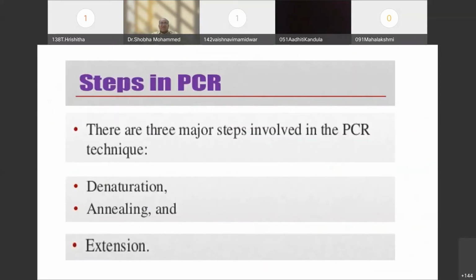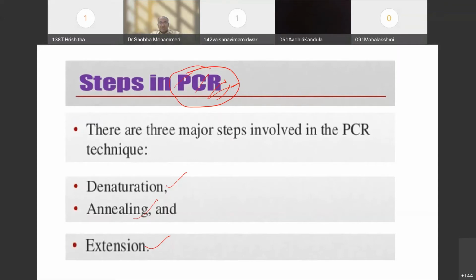Now, what are the major steps? It forms notes for you, which I am going to give you after some time. There are three major steps in the PCR. PCR stands for polymerase chain reaction. When we think of a polymerase chain reaction, there are three major steps involved. We call them denaturation, annealing, and extension of that particular primer. That's what we have to keep in mind.